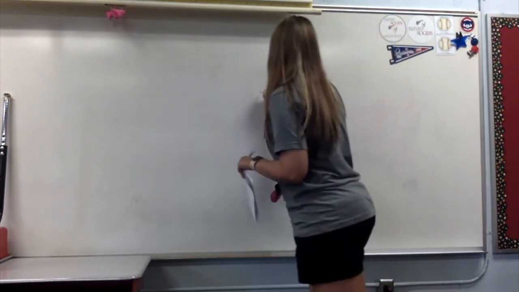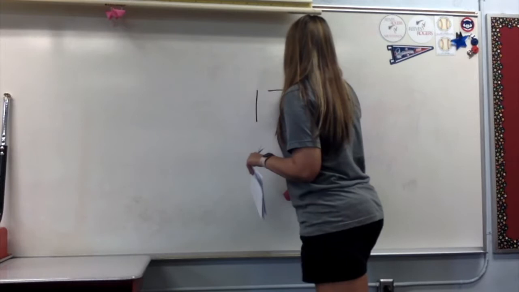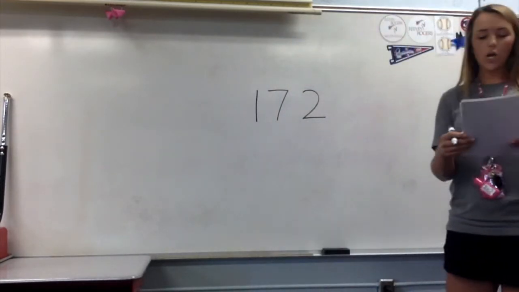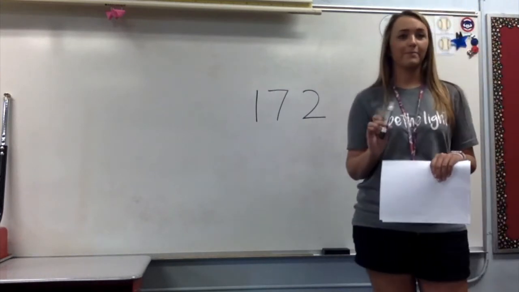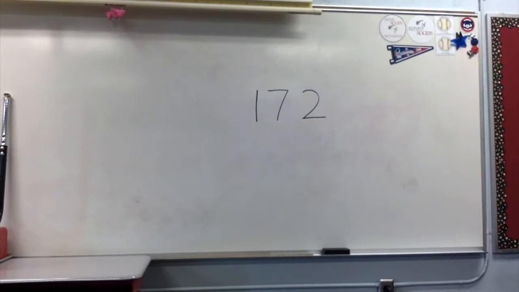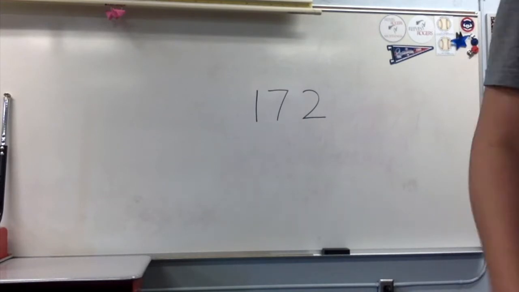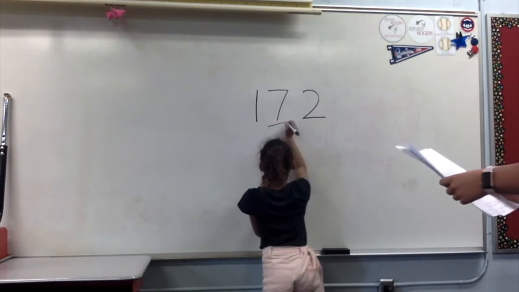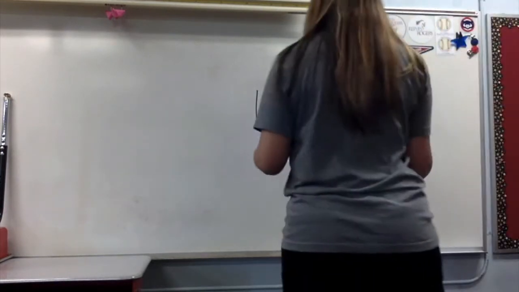All right? So we're going to use the number 172. All right, so I need a volunteer who can come underline the tens place for me. You want to come underline it for me? Okay. So you're going to underline the tens place. Awesome. Thank you. All right.